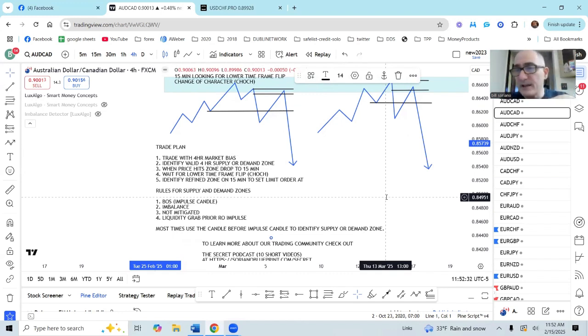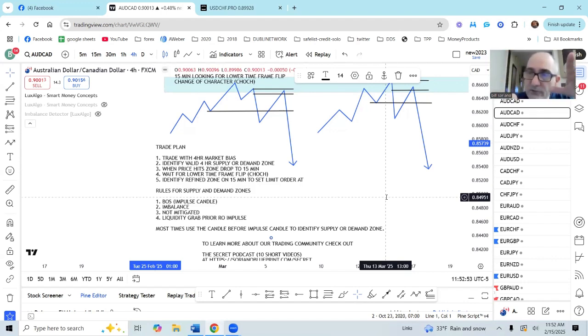Now, the rules for these supply and demand zones are: you must have a break of structure. It must be caused by an impulse candle. Now, the impulse candle has to lead to a break of structure. It must have imbalance, right? Which we'll be showing you. The area must not be touched after you get the impulse candle.